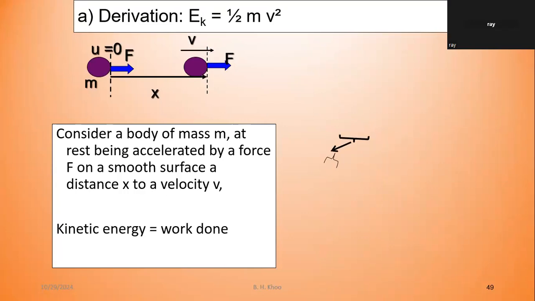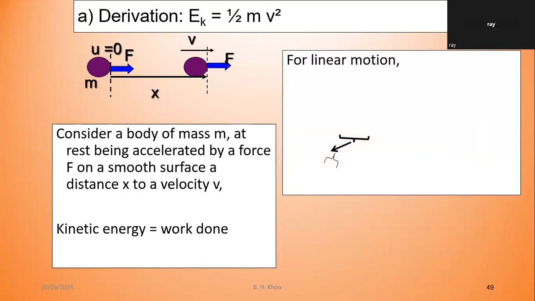We are basically saying that kinetic energy equals work done. So we are going to derive for linear motion: initial velocity u equals 0, final velocity is v, distance moved is s, a is acceleration. So we use v squared equals u squared plus 2as.